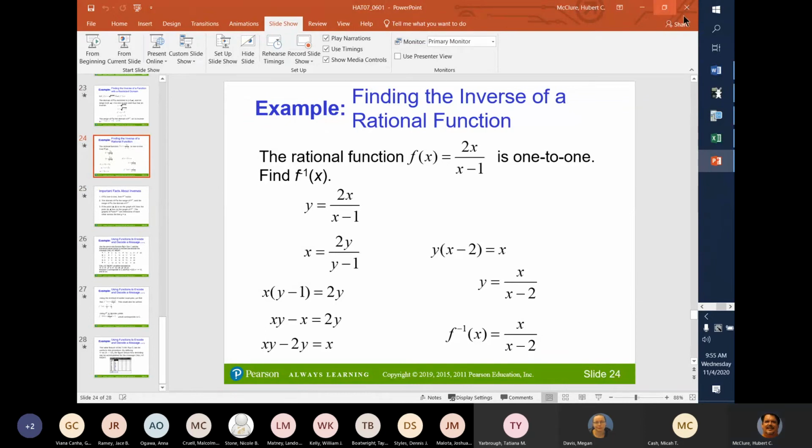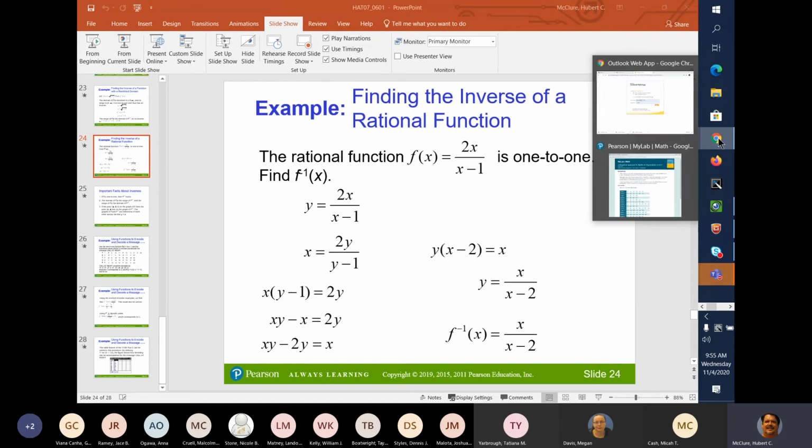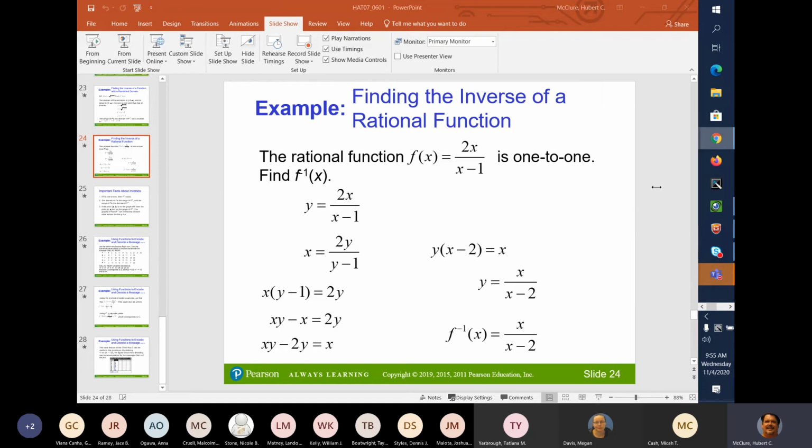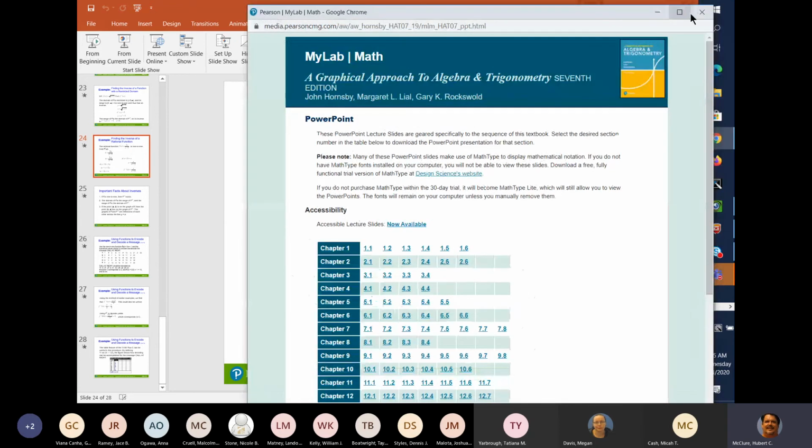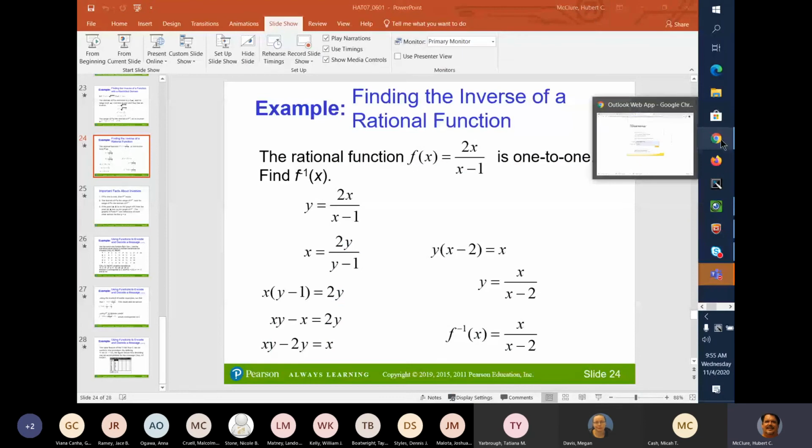Okay, so that's 6.1. Let's look at 6.2. Well, if I can find everything I need to find, I'm about ready to quit. Go get me a job with Burisma.